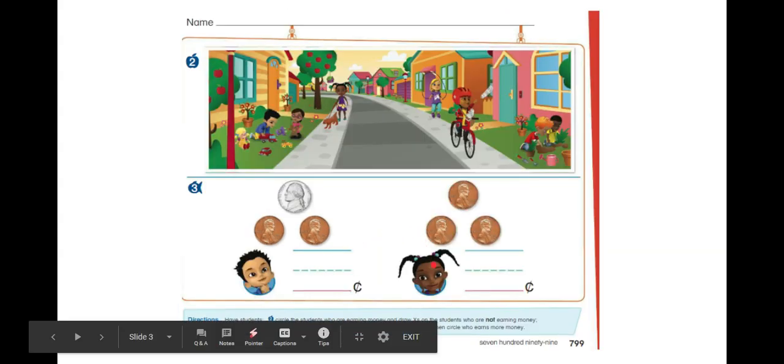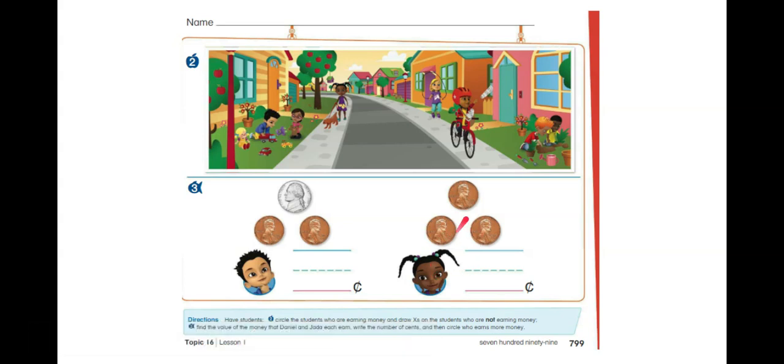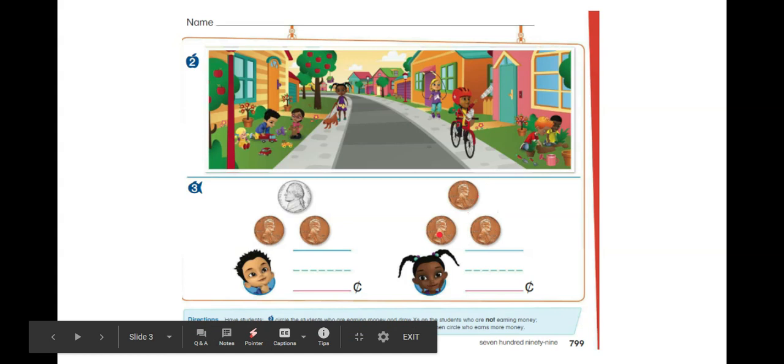Then the next one is Jada. Jada has 3 pennies. Each penny is 1 cent. So let's count the cents. 1, 2, and 3. You write 3 cents.